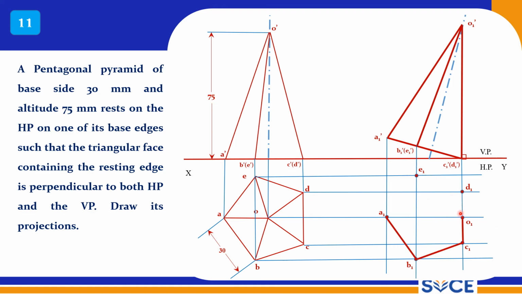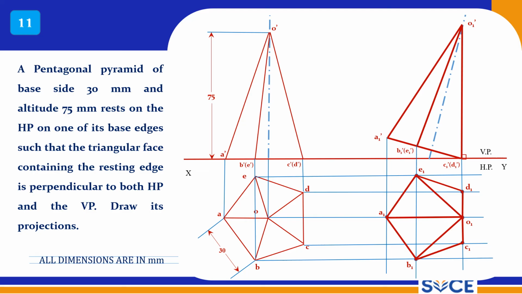Now OCD is perpendicular to VP from this view, and OCD is perpendicular to HP from this view. So the given condition is satisfied. Connect all the outermost points with thick lines. B2O thick line, E2O thick line, A2O thick line. D2O is already connected, C2O is already connected, so no need to worry about it.